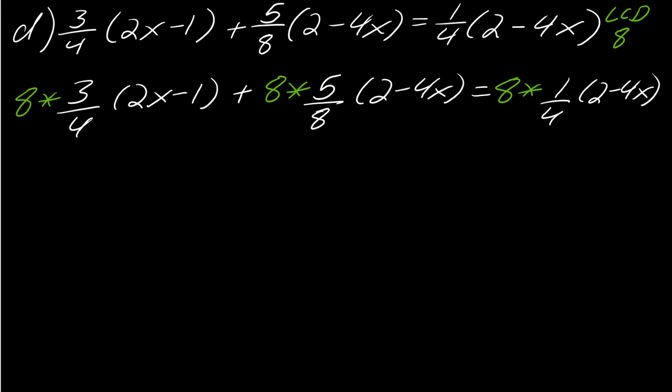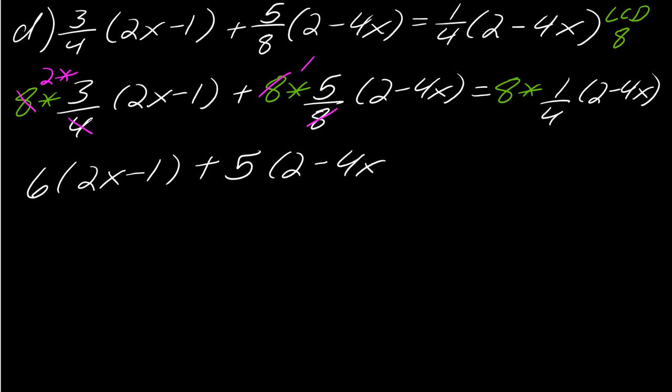Okay, so now let's go through this. 4 goes into 8 twice. So it leaves me a 6 here, and then I've got this 2x minus 1. 8 goes into 8 once, so this will be just 5 in front, and then this 2 minus 4x. And then 4 goes into 8 twice, so this will be 2 times 2 minus 4x.